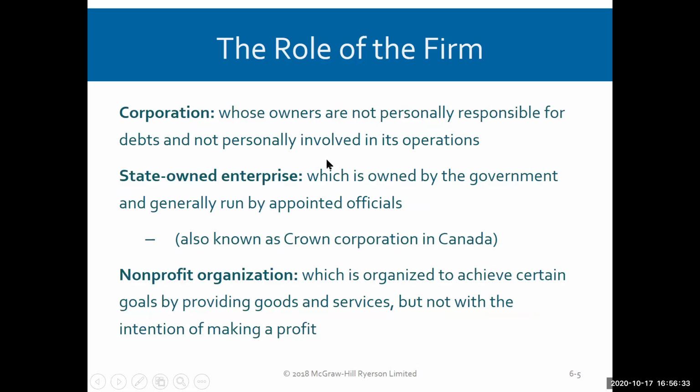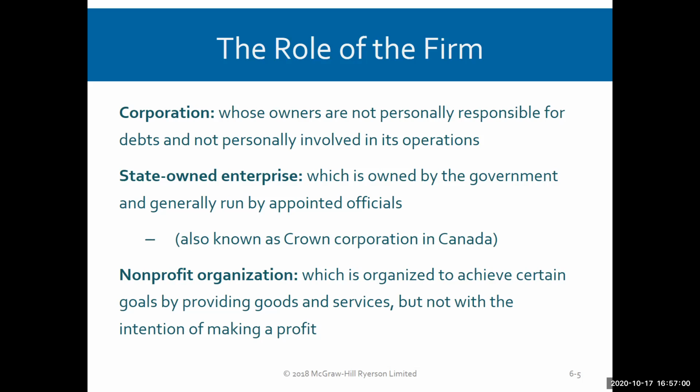Another type of company is a state-owned enterprise. That's generally run and owned by the government. And the people that do run it are generally appointed. In Canada, it's called a crown corporation. We've had crown corporations through the past. Canada Post is a crown corporation. Petro-Canada used to be a crown corporation until it became private.